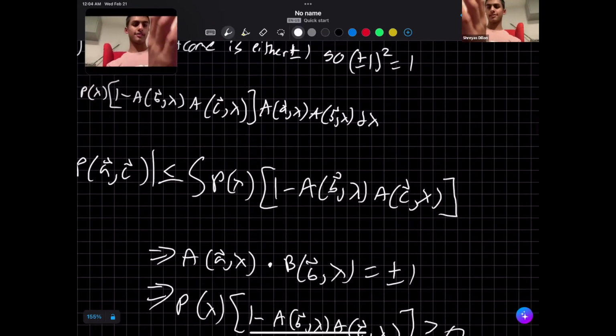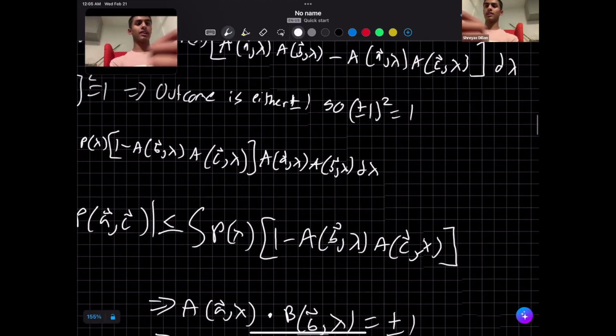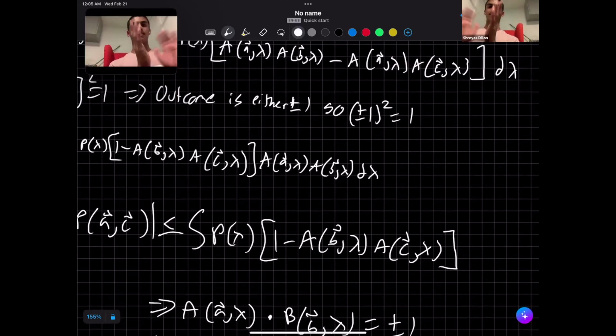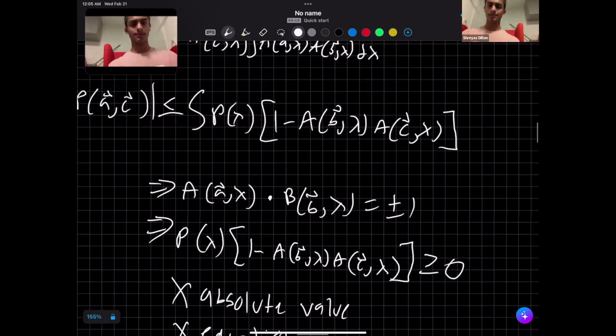That term on the right is the expectation value of this product right here: A of the A vector lambda times B of the B vector and lambda. So we know that both of these individual terms equal plus or minus 1. So when you multiply them, they also equal plus or minus 1. The absolute value of plus or minus 1 is, you guessed it, 1. So we can just take away that term because we know it has to equal 1. So we're just multiplying by 1.